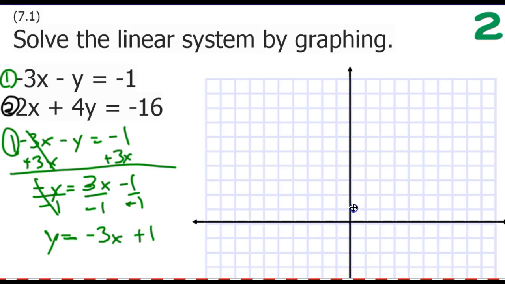So we begin at positive 1. We go up 1, 2, 3 and over 1. Up 1, 2, 3 over 1. Until we can draw our line.